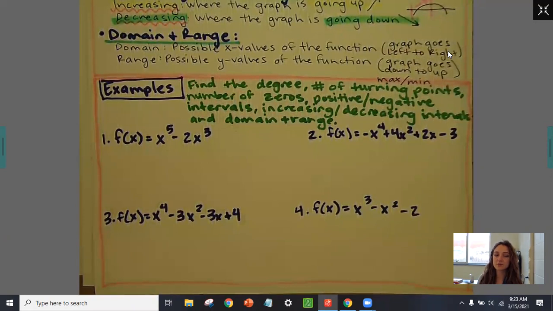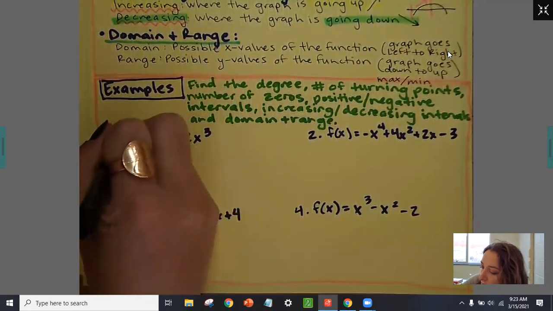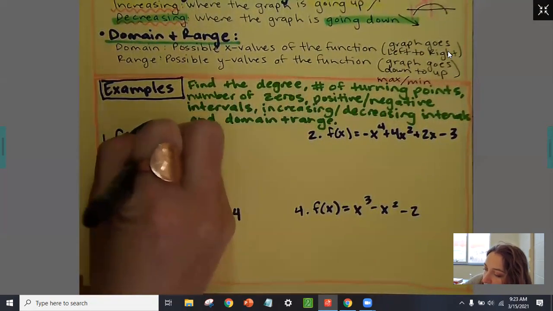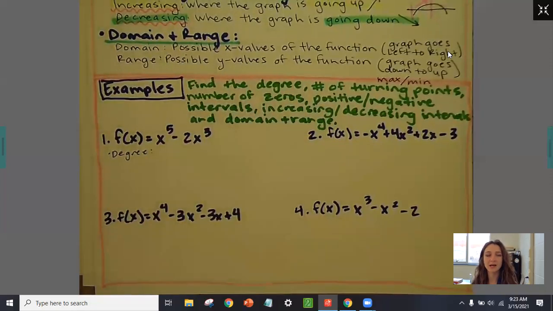All right, so let's start with the first one, and we're going to start out with the degree. The degree for this is just going to be the highest exponent, and the highest exponent on this is going to be 5. So the degree of this function is 5.